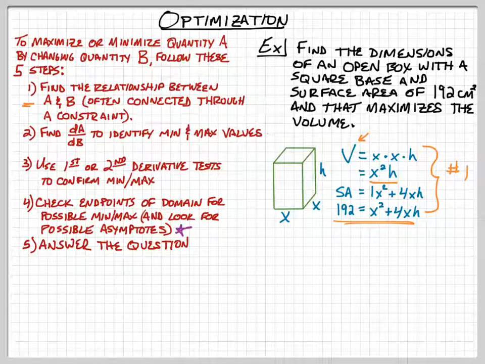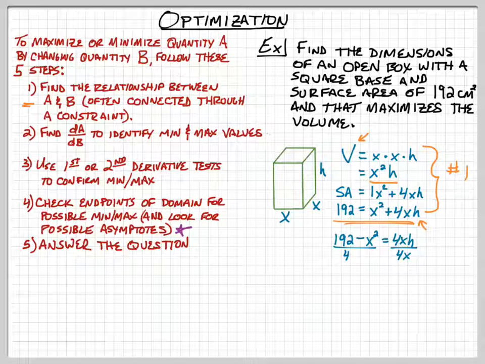Now we normally want to try to isolate one of our variables in order to get everything dumped into the volume formula, since that's what we're ultimately focusing on. We could try to isolate x, but I think it'll be easier to isolate h because there's only one h in here. So we're just going to start some rearranging. We're going to subtract x squared to the other side.